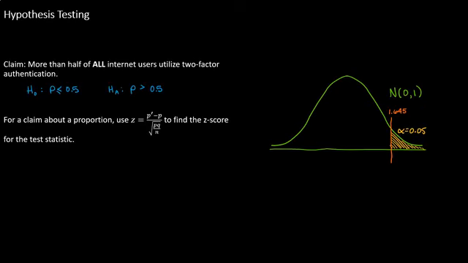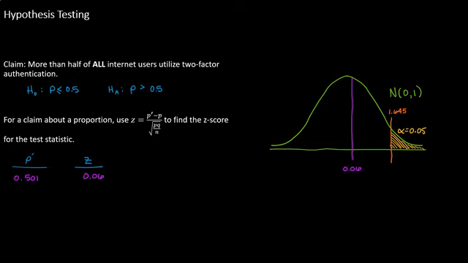Let's go back to the claim about internet users utilizing two-factor authentication. We have a null hypothesis that our population proportion is less than or equal to 1/2, and that is the claim that we're going to decide to reject or not reject using the hypothesis test. We'll take our sample data, the two that we were unsure about, the 50.1% proportion, and we'll calculate the z-score. That comes out to a z-score of 0.06, so that's very close to the center of our distribution. That is in fact in the fail to reject zone.